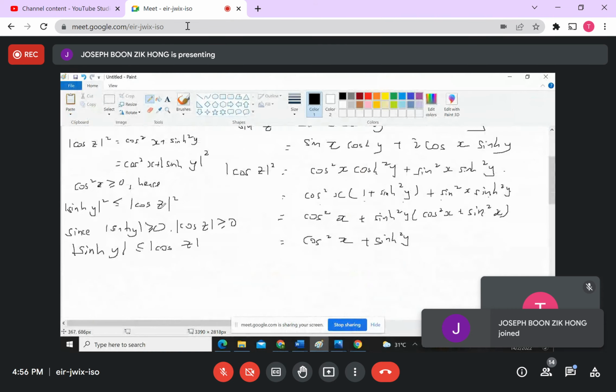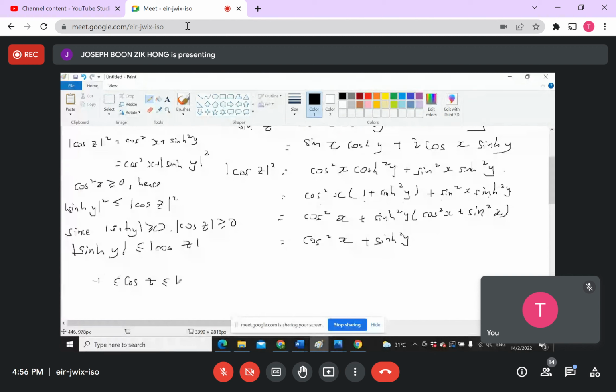Okay, and then we continue. Another side, how? Okay, I know that cos z is between -1 and 1. Okay, I use this one. Let me think a bit.